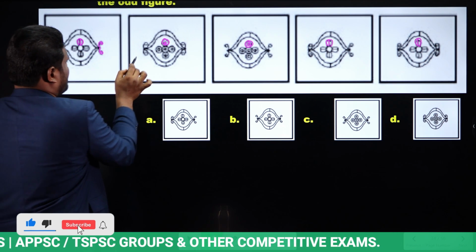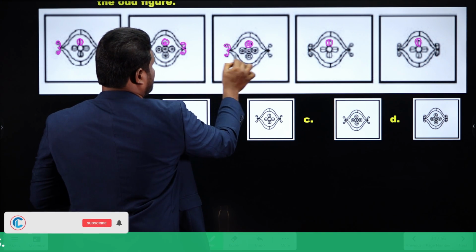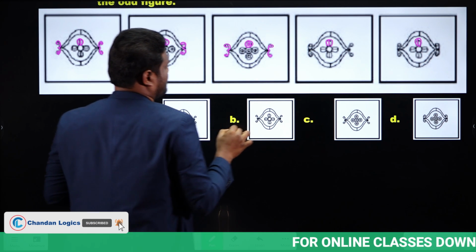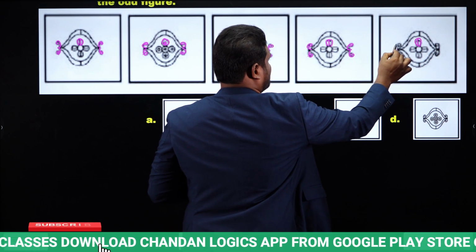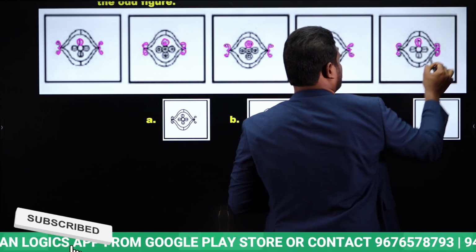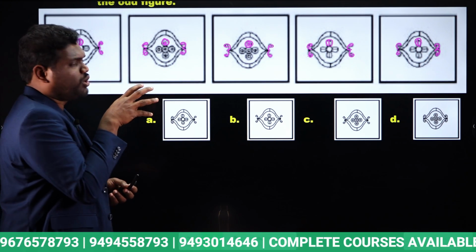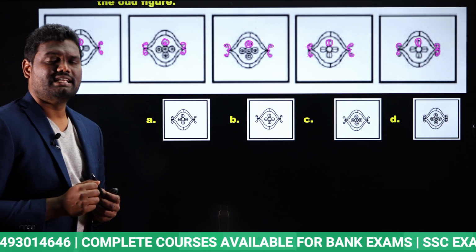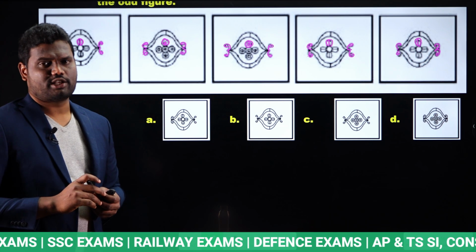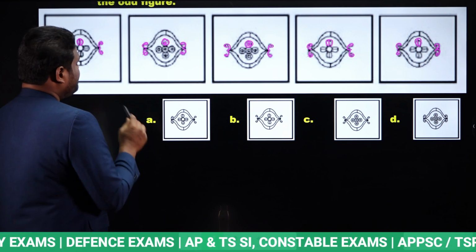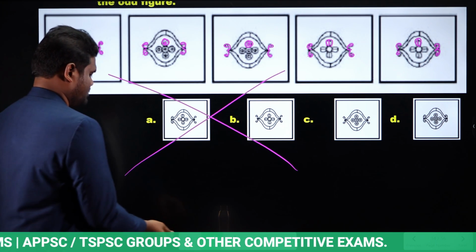here outside, outside. But look, inside, inside. Outside, outside. This one, inside. This is outside, outside. Inside, inside, inside. So if you observe here, there is no common point which is the same for 4 figures and different for 1 figure. Yes or no? That is the reason we can't find what is the different one in this figure. Okay. If you want, you can observe, there is no problem.